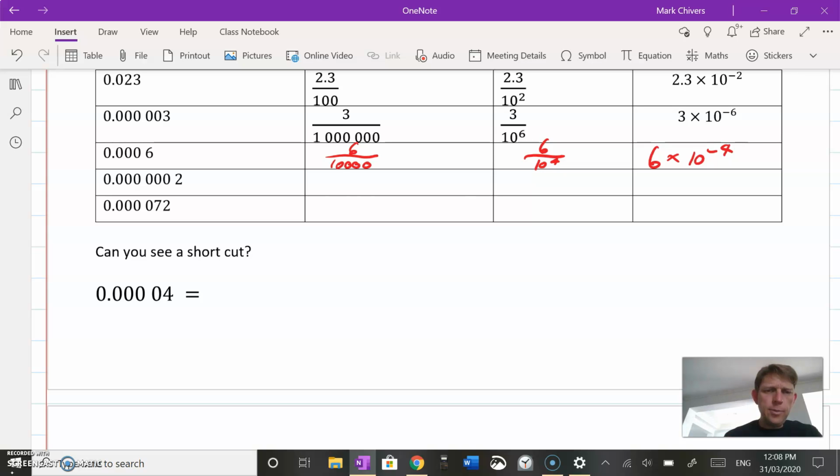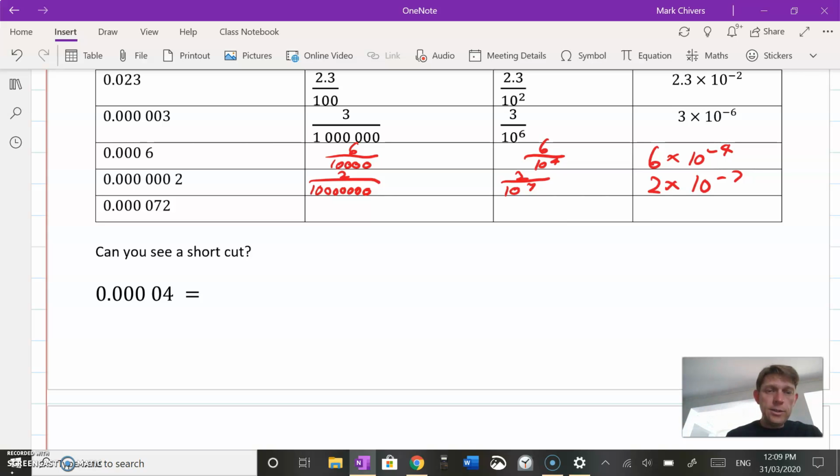For this next example, I've got 2 over, now we've got 1, 2, 3, 4, 5, 6, 7. So 2 ten-millionths, essentially. So I can write that as 2 over 10 to the power of 7. And that becomes 2 times 10 to the power of negative 7.